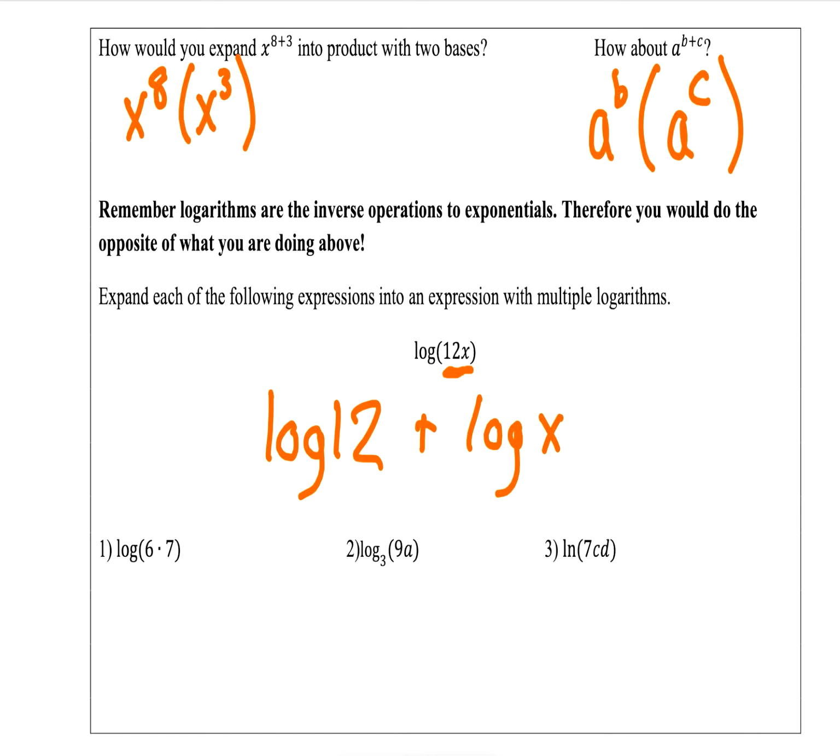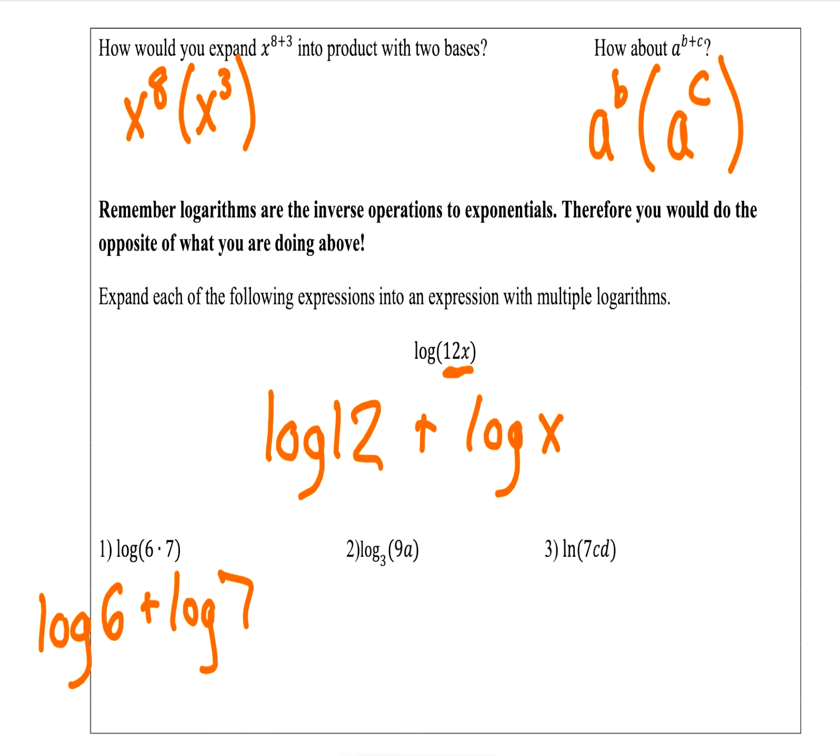So number 1. If I wanted to expand log of 6 times 7 into 2 logs, well, since we're multiplying, we can separate it into 2 logs that are adding. So it'll be log of 6 plus log of 7. I want you guys to take like 2 to 3 minutes. Try number 2 and 3.